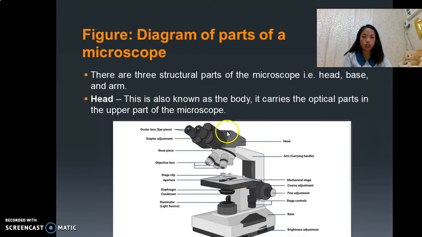So ito yung siya yung nasa taas kung saan nakakonect sa kanya itong si arm, si nose piece, ganyan.